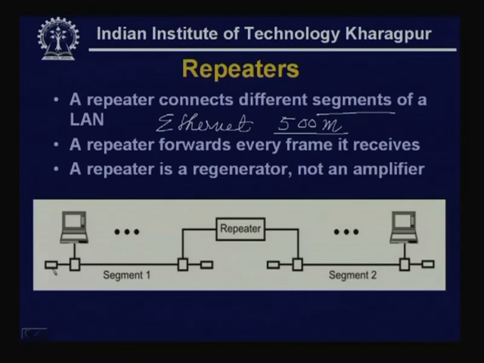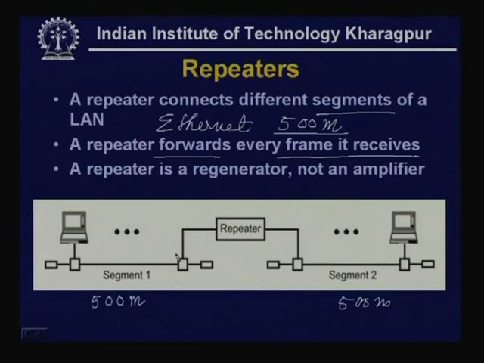So, here we see you have two segments, each of them can be 500 meters. If you put them together, you get 1 kilometer of Ethernet LAN, and as you can see, these two segments are linked by a device known as a repeater. So, what does the repeater do? It forwards every frame it receives. If it receives a frame on this segment, it forwards it to segment 2. If it receives a frame on segment 2, it forwards it to segment 1. In this way it does the forwarding.